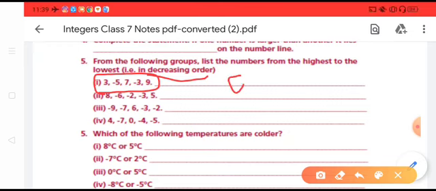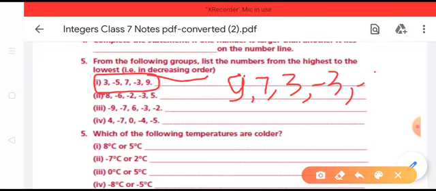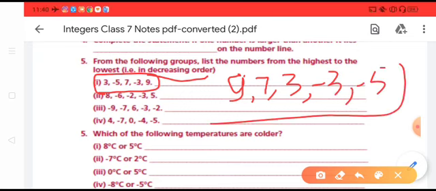First of all we write the positive numbers, 9, 7 and 3. Now you know that the bigger the value of a minus number, the smaller it is. So first of all we write minus 3, then minus 5. This is the decreasing order.